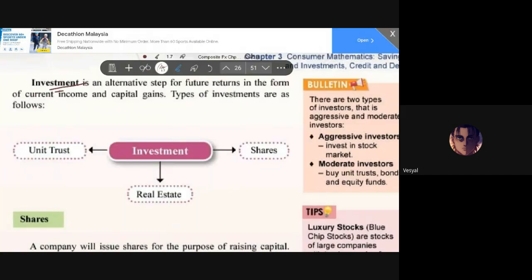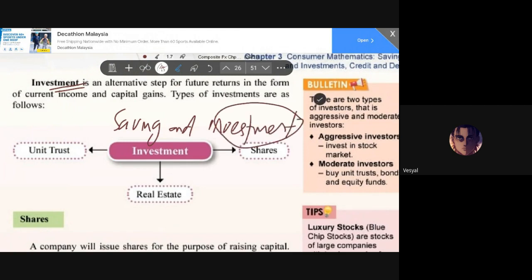Now we come to the second part. You know the subtopic name was saving and investment, right? We've done the saving. Now we're going to go to the investment. So what is investment? It's an alternative step for future returns. So this is what we are looking for. Investment, sometimes it's long term, sometimes it can also be short term.